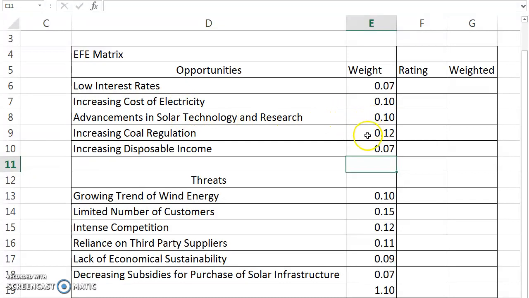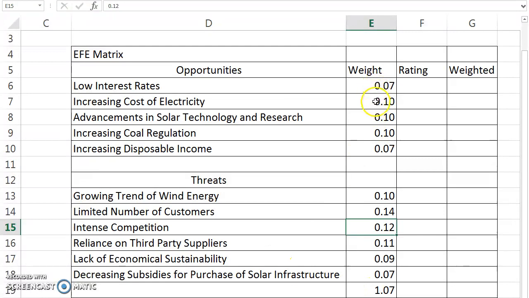Maybe the increase in coal regulation, maybe I'm going to reconsider that and say, yes, it's very significant, but I don't know if 0.12 is appropriate. Maybe I should give it 0.10. And the intense competition, maybe I say I'm going to keep that where it's at. The limited number of customers, this is the highest one, but maybe I could knock it down to 0.14. You see I'm getting closer to 1.07.